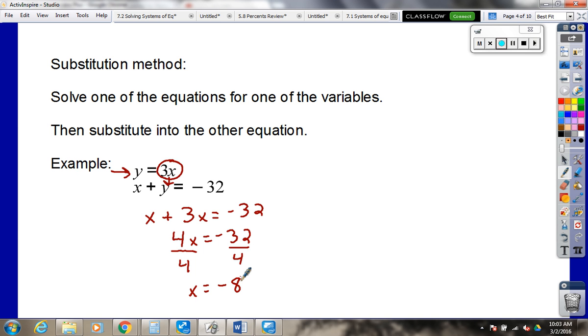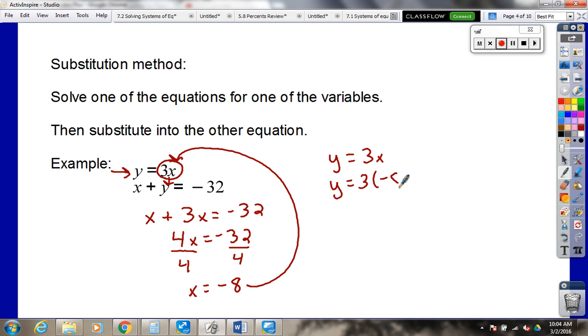So I found out what x was pretty quickly. How would I now find out what y is? You substitute in x. Good. I'm going to substitute again. So I'm going to take this negative 8, and I'm going to put it into this equation. I could put it into either equation, but this one is the easiest. So I have y equals 3x. I know that x is negative 8, so y equals negative 24. So I have negative 8, negative 24.